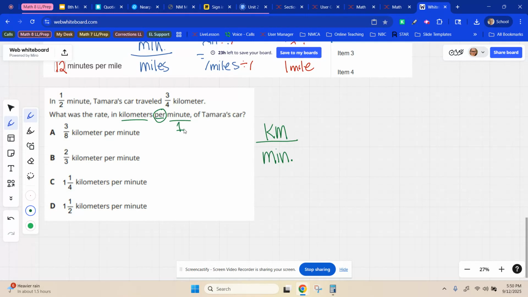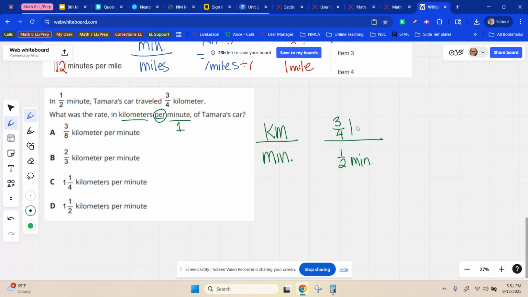Unit rate is the rate per one. And so whatever word is after the word per, that's the quantity that has to be a 1 when you're done. So check out my fraction. The number of minutes was half. The number of kilometers was 3/4.